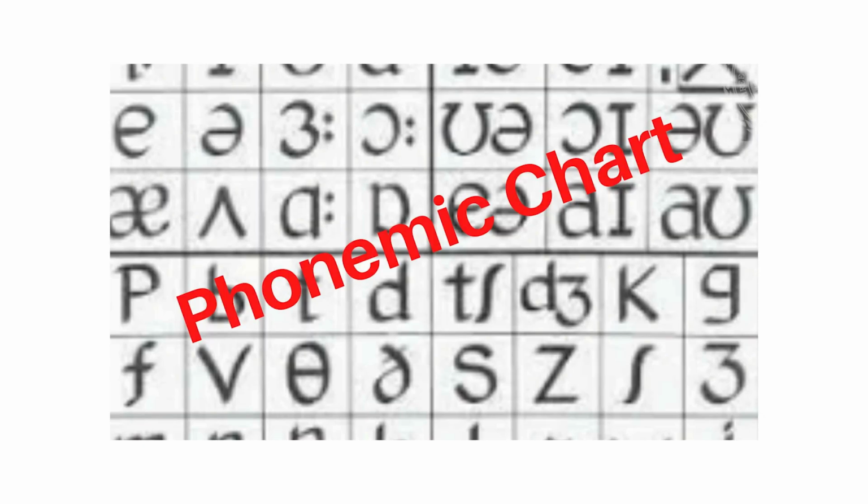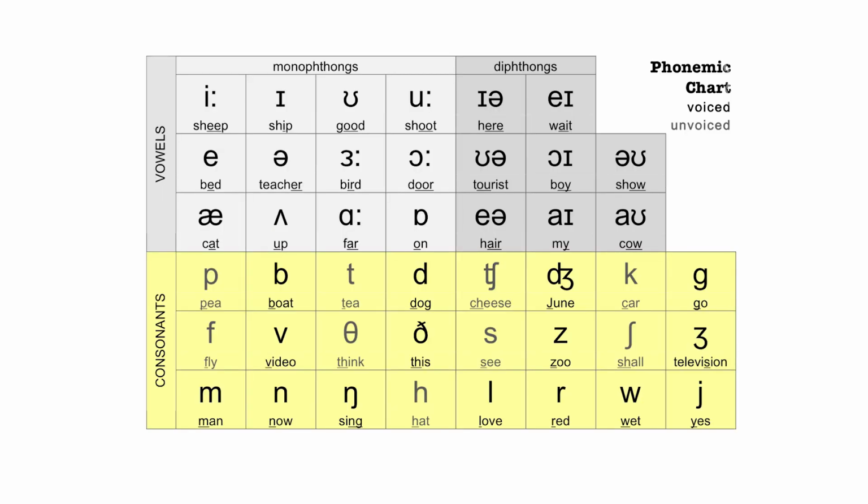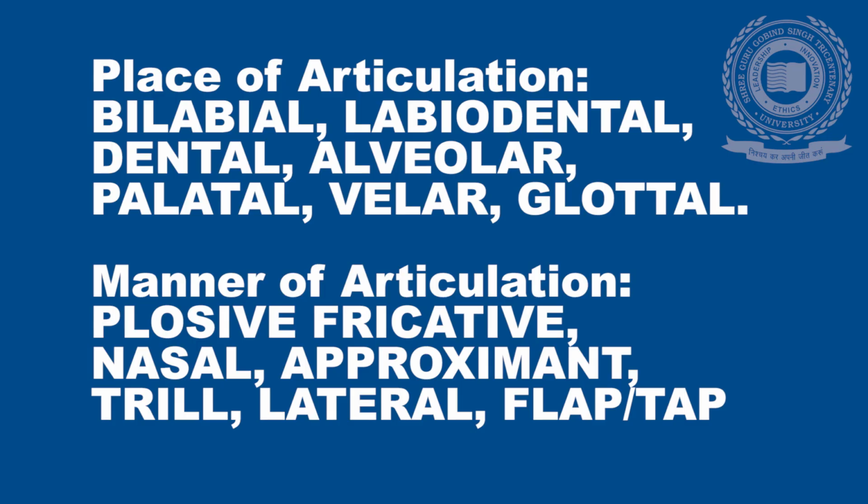The phonemic chart contains the 44 sounds of spoken English. Have a look at this chart. The places of articulation are bilabial, labiodental, interdental, alveolar, palatal, velar, and glottal. Manners of articulation are plosive, fricative, nasal, approximant, trill, lateral, flap, or tap.